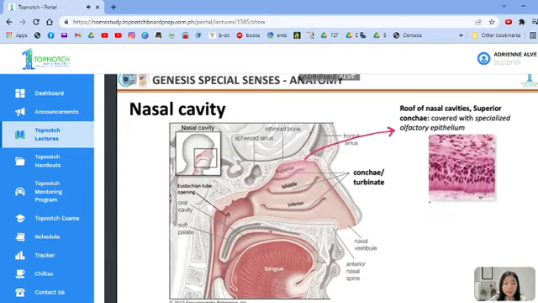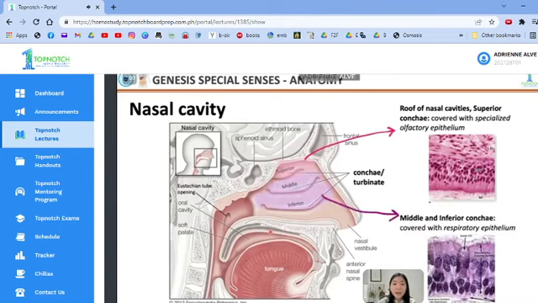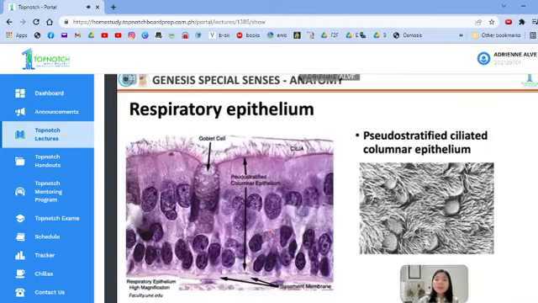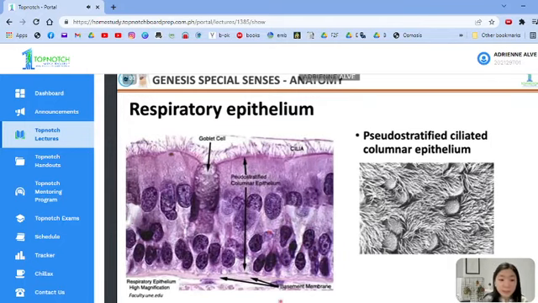So let's try to take a section of the roof of the nasal cavities. The superior conchae are special because this component is actually covered with specialized olfactory epithelium, while the rest, the middle and inferior conchae, are covered with respiratory epithelium. So, respiratory epithelium: right on the basement membrane are small rounded basal cells. These are the stem cells.